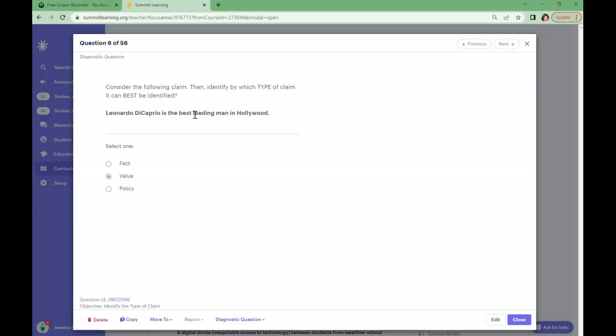So it's making policy suggestions as to things that should occur. If this was a factual statement, it would say something along the lines of Leonardo DiCaprio was born in Wisconsin in 1947. Now, this is obviously not true. That does not matter. What matters about a fact argument is that it's stating something as though it is a truth, and it can be proven as true or false with research. So that is the difference between a fact, value, and policy argument.